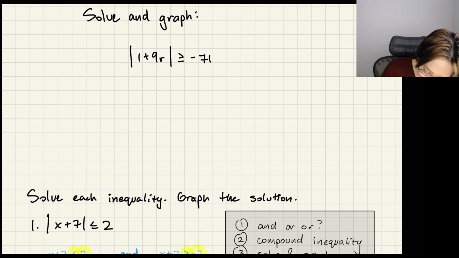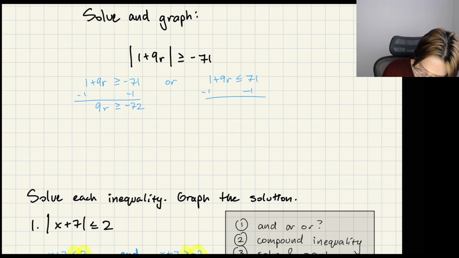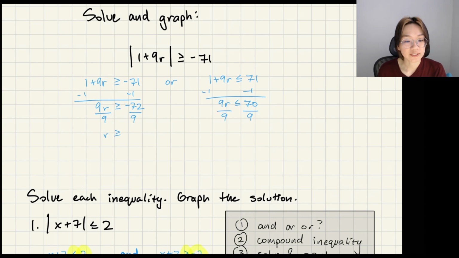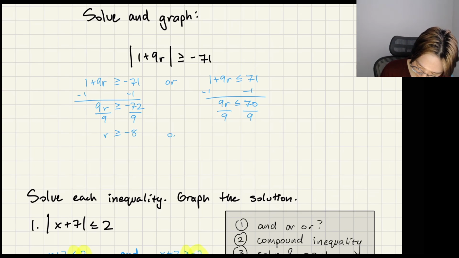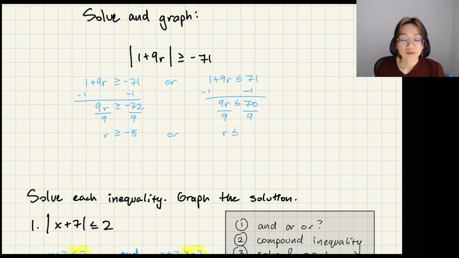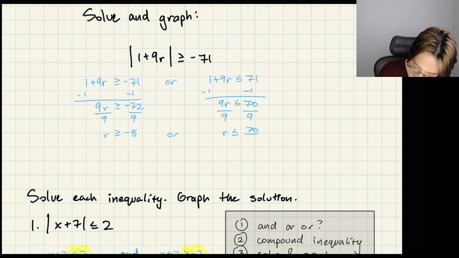So let's split this off. 1 plus 9r greater than or equal to negative 71, or 1 plus 9r less than or equal to positive 71. And then you just solve and graph. Greater than negative 72, 9r less than 70, divide by 9, divide by 9. I'll save you the trouble: 9 does go into 72 evenly, negative 8, but 9 does not go into 70 evenly, so we're just going to leave it as 70 over 9.